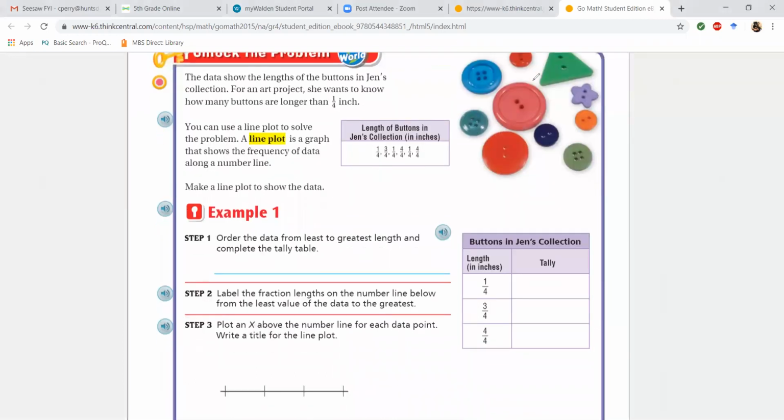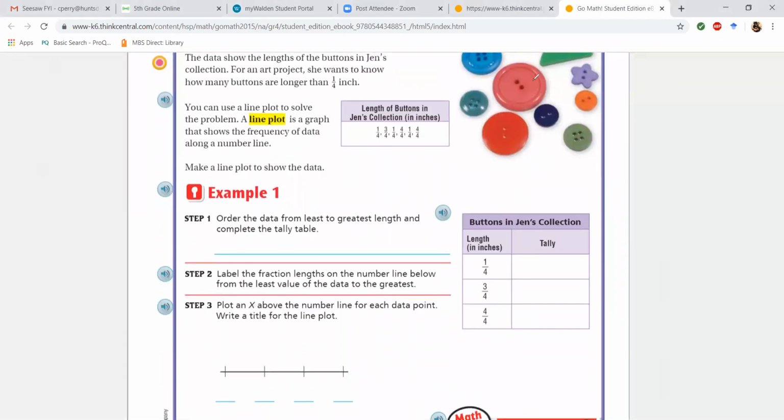Now the line plots we're dealing with today, all of the line plots are going to be going in order from least to greatest. But also, the line plots we're going to be dealing with are going to be fractions. So let's review a fraction. In 1/4, the 1 is the numerator, the 4 is the denominator. Numerator goes on top, denominator's on the bottom.